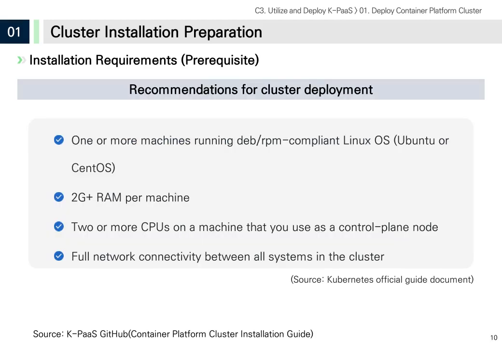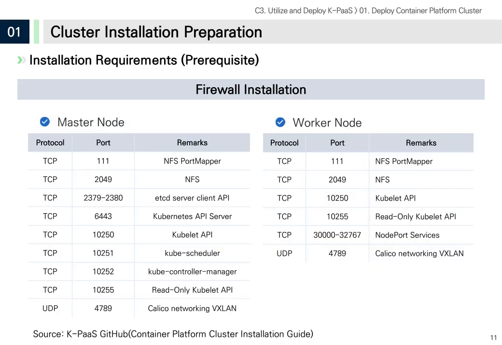There are a few recommendations when deploying a container platform. First, you must have at least one machine running a Linux OS that is compatible with the Debian and RPM packages, meaning you need an environment with Ubuntu or CentOS installed. Those machines should have at least 8 GB or 16 GB of RAM per machine. The machine you use as the control plane node must have at least 2 or 4 CPUs. There must be full network connectivity between all machines in the cluster. Please keep these points in mind as you prepare to install your cluster. Please refer to the table shown for the container platform firewall information.